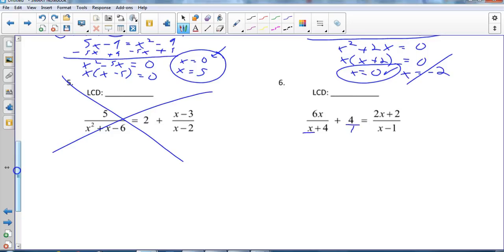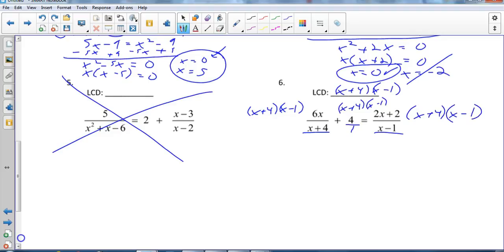Number 6, our LCD is right there. X plus 4, x minus 1. So I multiply everything by x plus 4, x minus 1, top only. So once again, each term by x plus 4, x minus 1. Now we go through and have fun canceling. X plus 4 cancels. We get 6x times x minus 1.